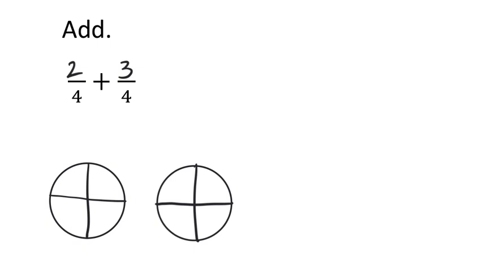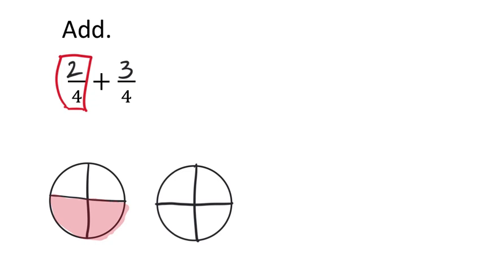Now the first pizza, we're going to use this fraction. We got 2/4. So this fraction right here is 2 pieces of pizza out of the 4. So I'm just going to highlight 2 of those pieces. Okay, so there's that one.